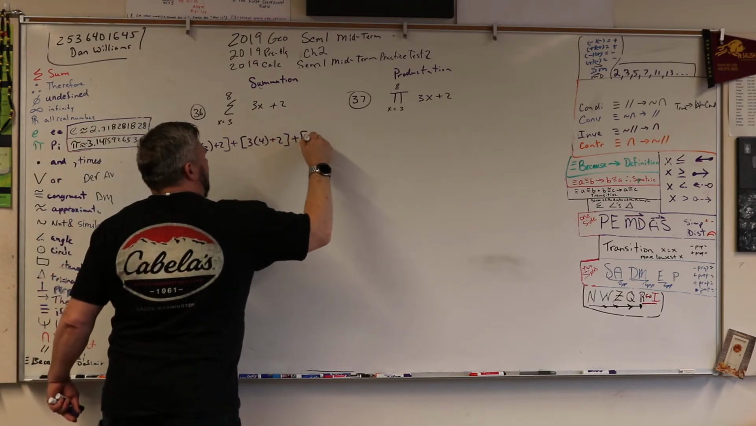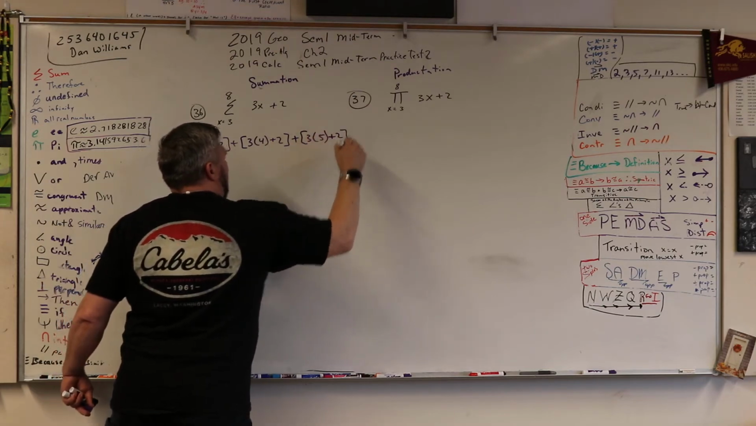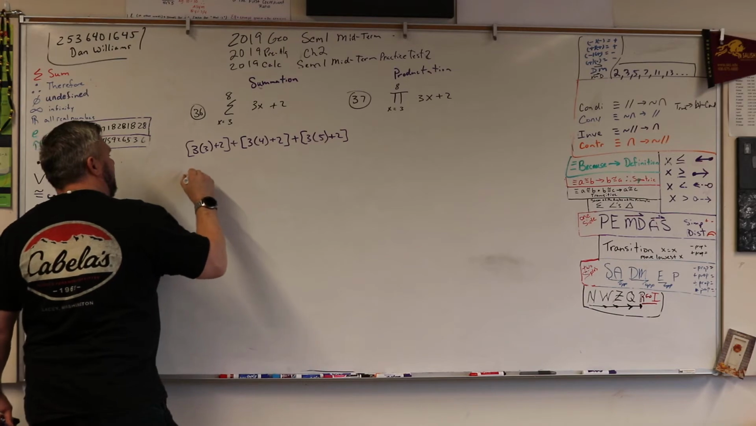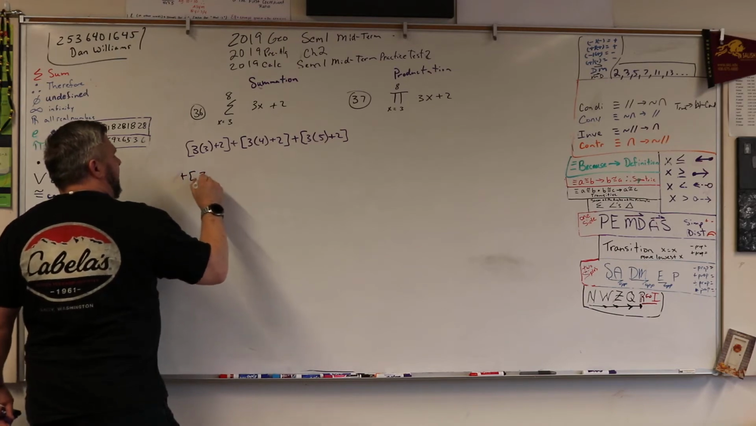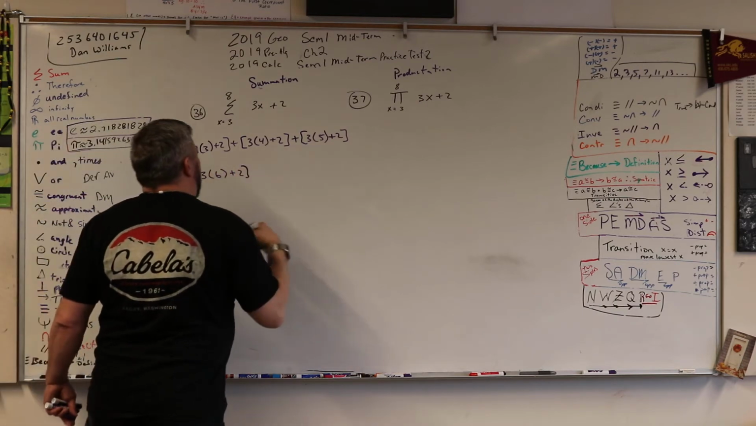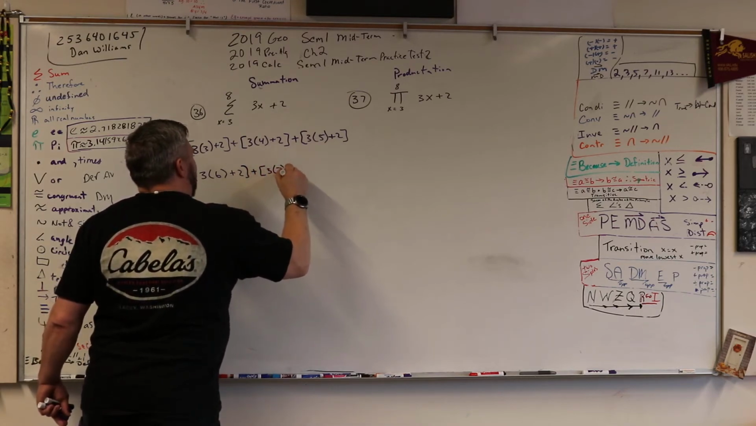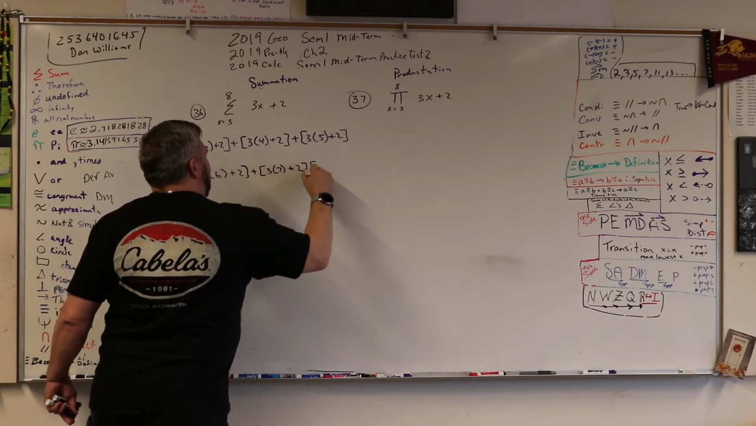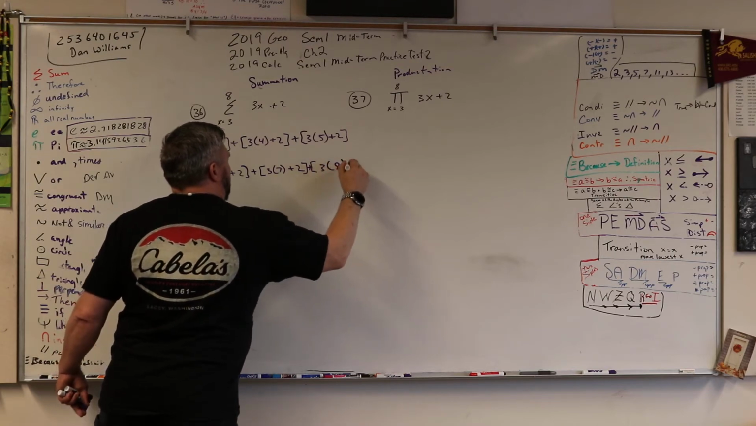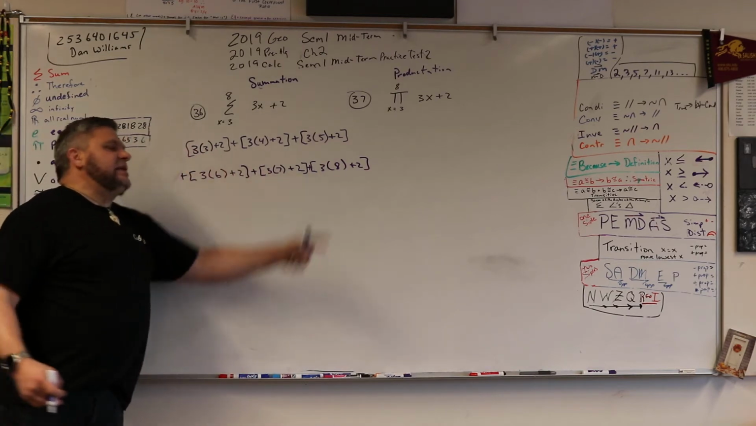3 times 5 plus 2, right? Then I'm going to add the next number. And I'm going to bring it down a little bit. Plus 3 times 6 plus 2. Then I'm going to add the next number. Plus 3 times 7 plus 2. And then I'm going to add the last number, which is 3 times 8 plus 2. And that's the summation from 3 to 8.